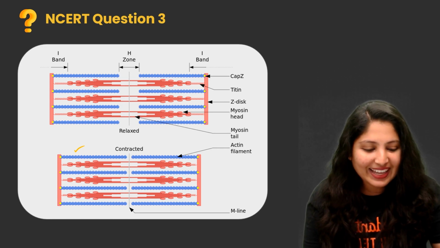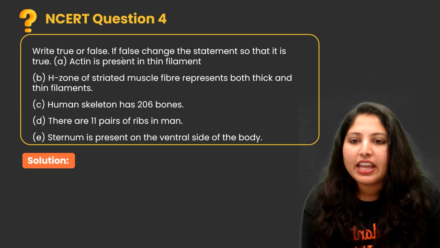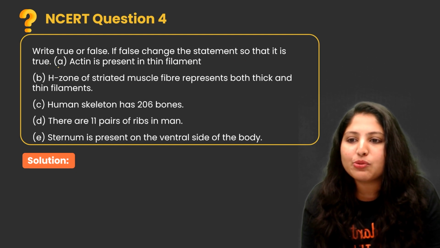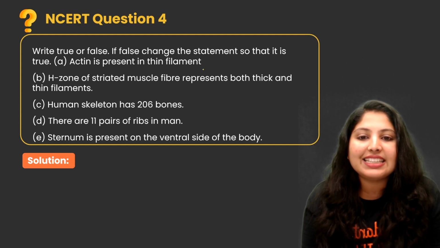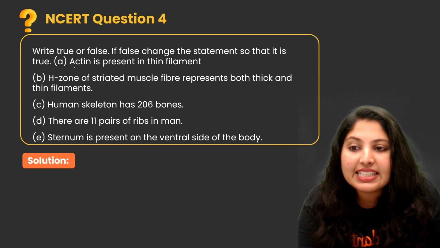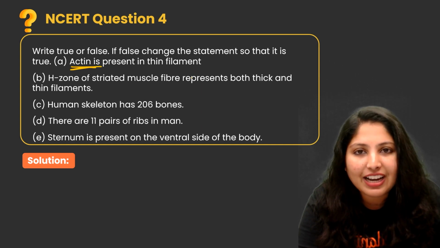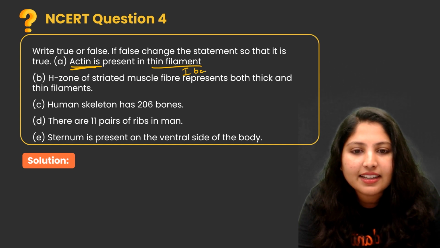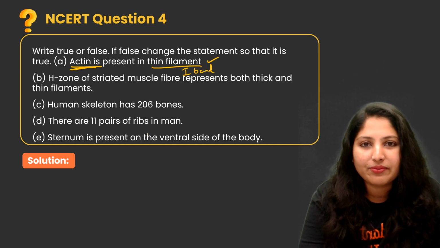Clear, right? Okay, write true or false. If false, change the statement so that it is true. Okay, first one: actin is present in the thin filament. Is this right or wrong? Actin is present in the thin filament. So the thin filament is known as I band, right? So this is true. Yes?